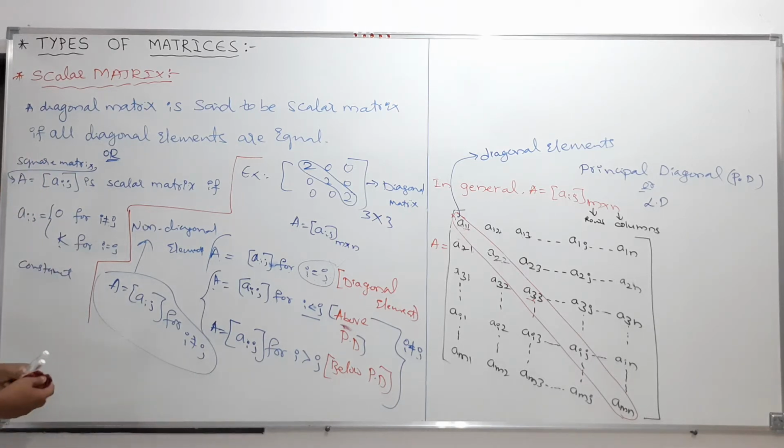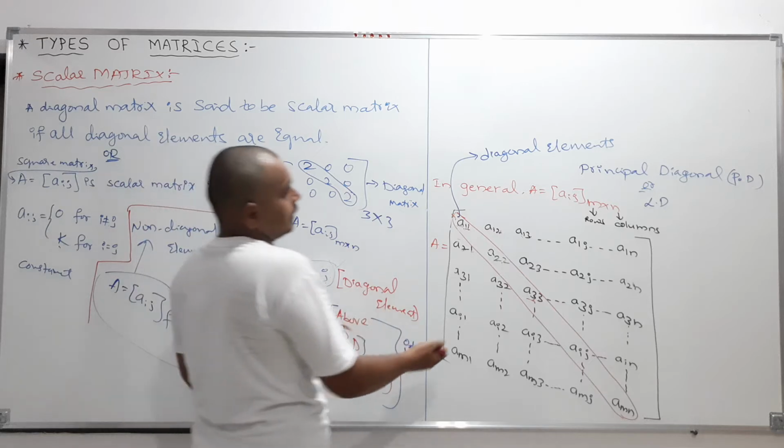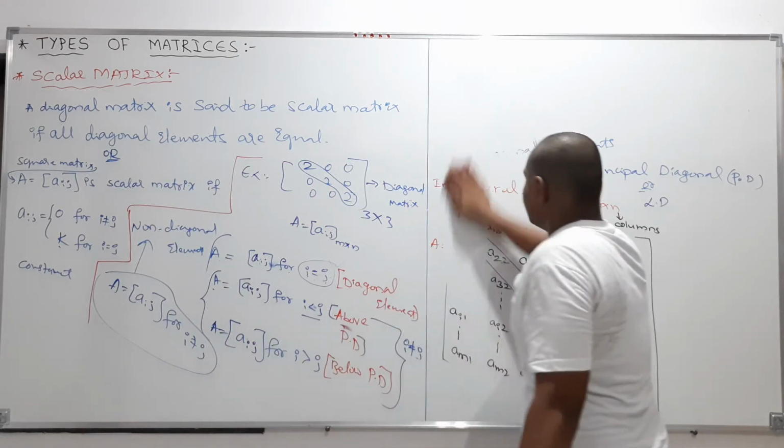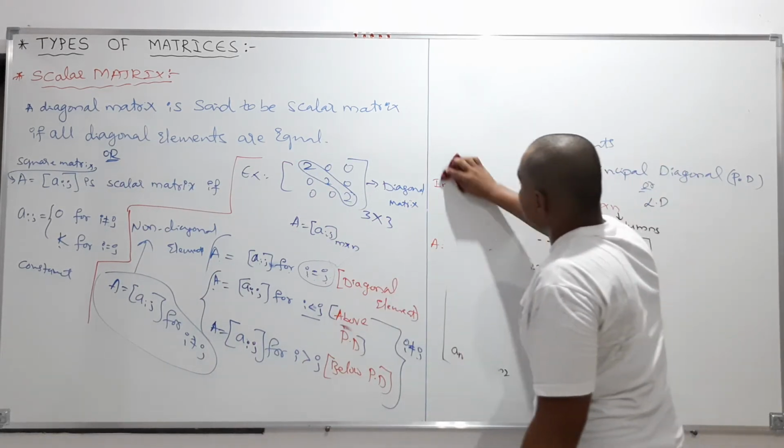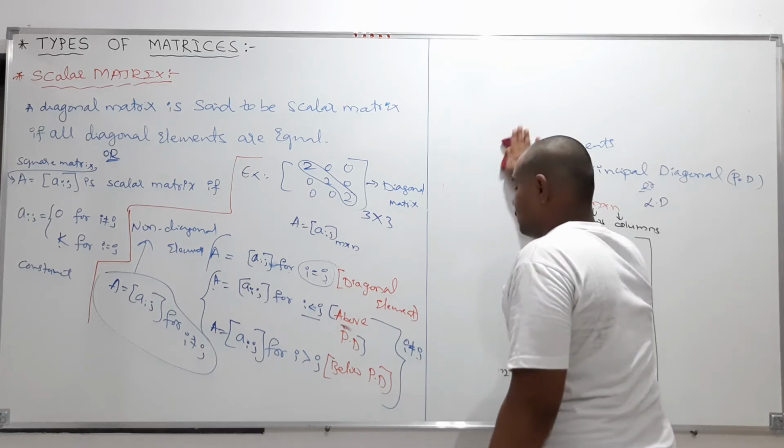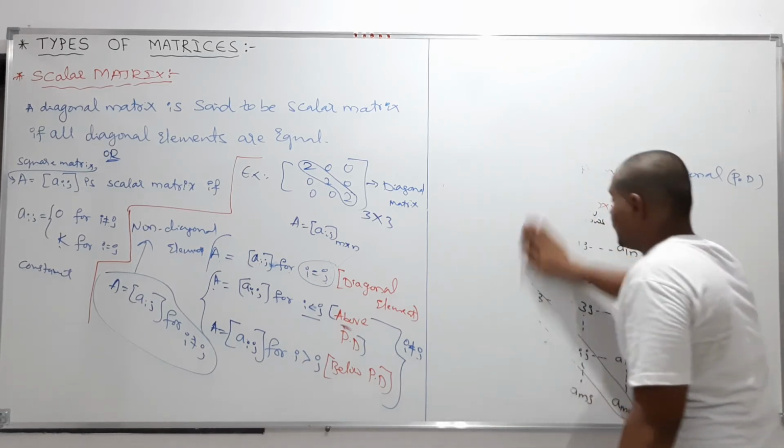And next, we are going to discuss the next type. Next type is the identity matrix. Can I erase this one? Or else I'll erase this part. So next, my dear students, we will discuss what is meant by identity matrix.